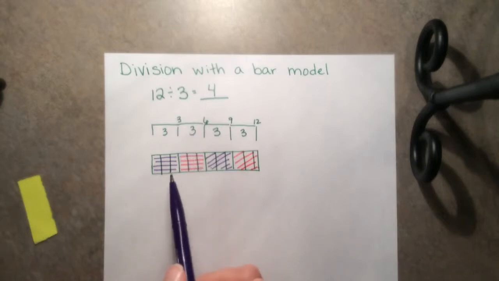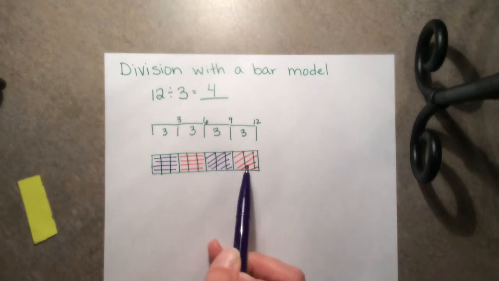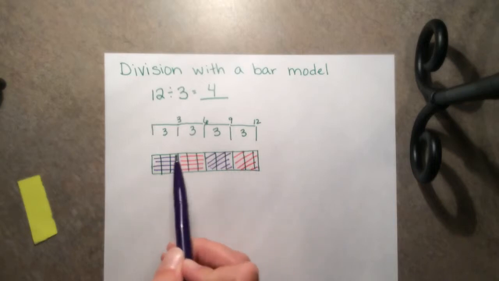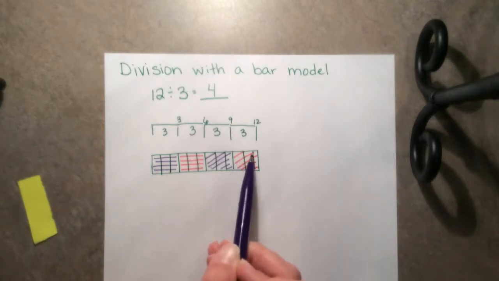I would then count how many groups I have total for my answer. I have 1, 2, 3, 4 groups. So 12 whole things divided into groups of 3 would give me 4 equal groups.